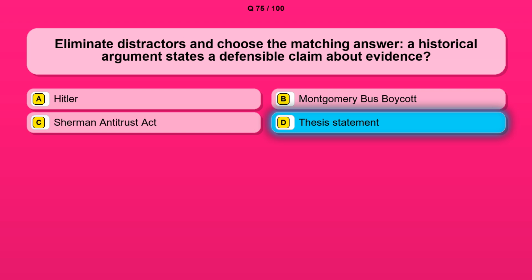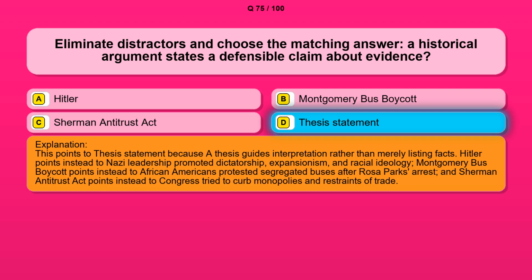The correct answer is option D, thesis statement. This points to thesis statement because a thesis guides interpretation rather than merely listing facts. Hitler points instead to Nazi leadership promoted dictatorship, expansionism, and racial ideology. Montgomery bus boycott points instead to African Americans protested segregated buses after Rosa Parks' arrest, and Sherman Antitrust Act points instead to Congress tried to curb monopolies and restraints of trade.